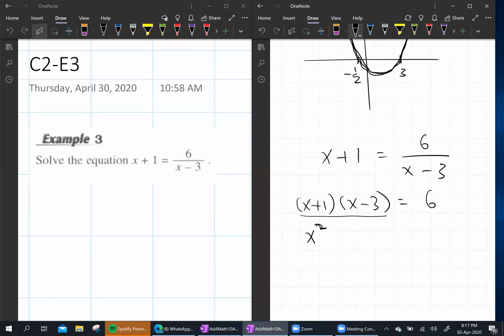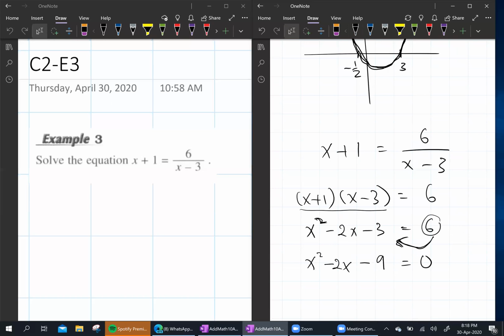Teacher, is it x squared minus 2x and minus 3? Minus 2x minus 3. Okay, correct. Equals to 6. Then the 6 you bring over here. That means that it becomes positive 3, right? So x squared minus 2x, then plus 3. The 6 here you bring over, it becomes minus 6. So, oh no, this is minus 9. Sorry, minus 9 equals to 0. All right, after you got this, what do you do next?